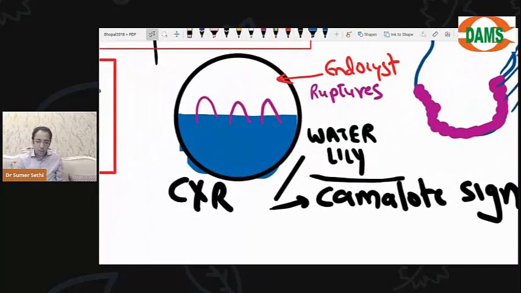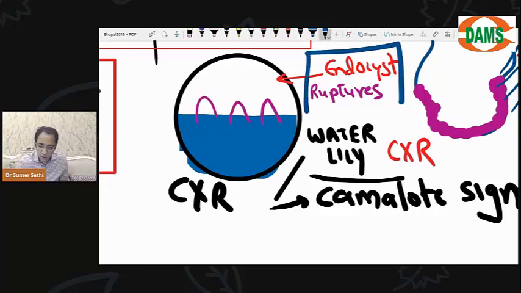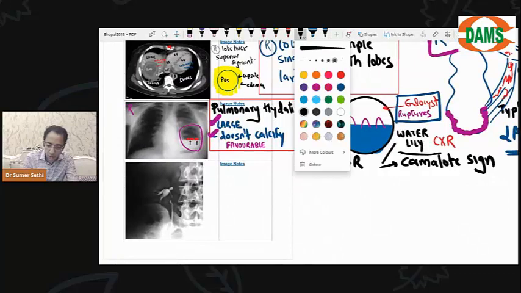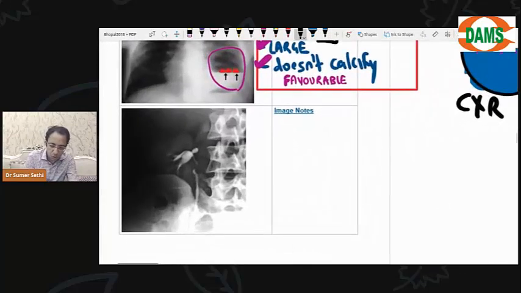So why do we see a water lily sign on chest X-ray in hydatid? It happens because the endocyst ruptures. If the endocyst ruptures, this gives rise to such an appearance. Okay, everybody understands? Now I know you have some questions, but don't worry, I will answer your questions. I will show you, because you have to wait.